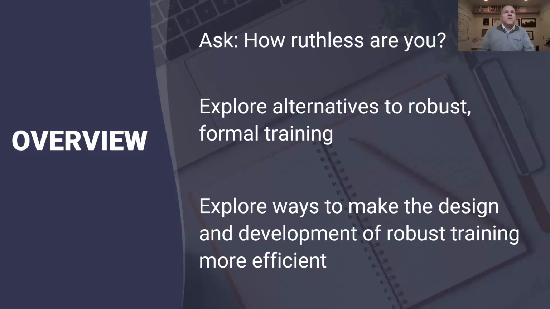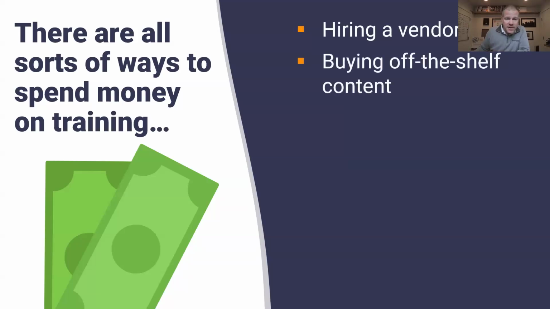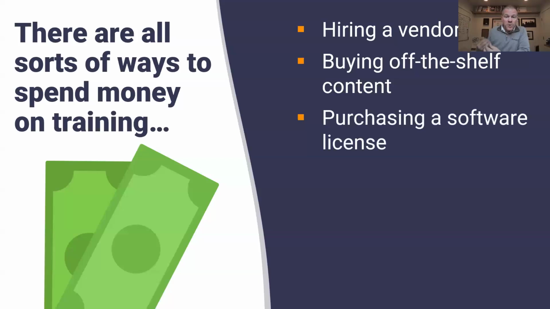Now, when we think about building instructor-led training more efficiently, there are all sorts of ways that money can be spent on training. You can hire a vendor, you can buy content off the shelf, you can purchase a software license, right? These are all ways to spend money. You can purchase the Articulate suite for Storyline and Rise or Captivate, or if you're using a different program, learning management systems, things like that.